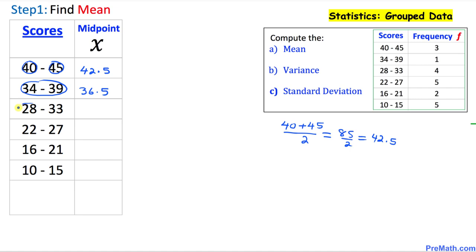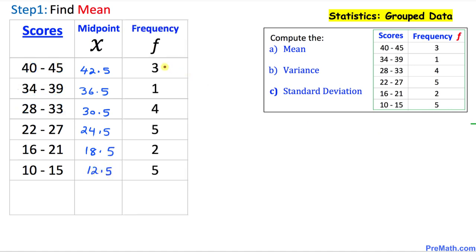36.5. And if we find the midpoint between these 2 points, add them up and divide by 2, that's going to be 30.5. Likewise, that's going to be 24.5, 18.5, and 12.5. And here are the frequencies that I've just copied down from our original table.